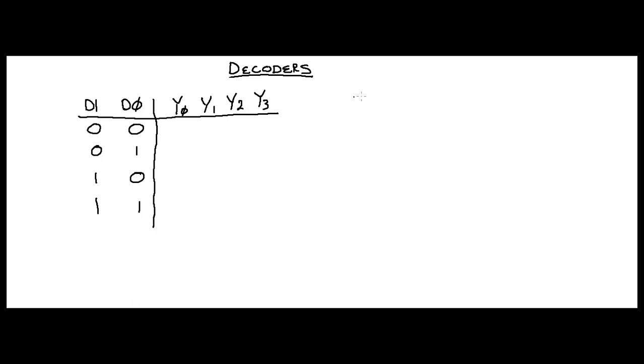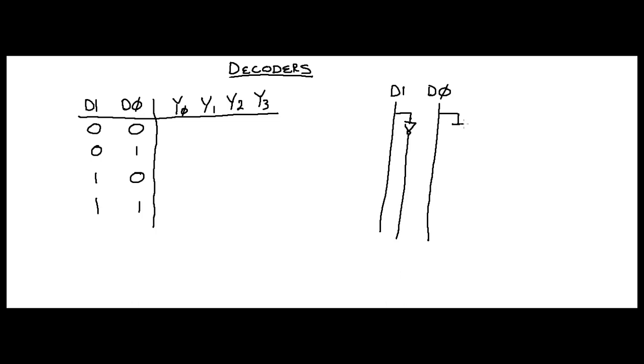Now let me just draw a circuit for you here. Here's D1. Here's D0. Now we're going to come over here, come down, and we have an inverter here. I'm going to make that look a little bit nicer for you. I want to make sure everyone can see that very clearly. So here's your inverter, and we're going to do the same for D0. I strongly recommend you start drawing your circuits like this. It'll be a lot easier.